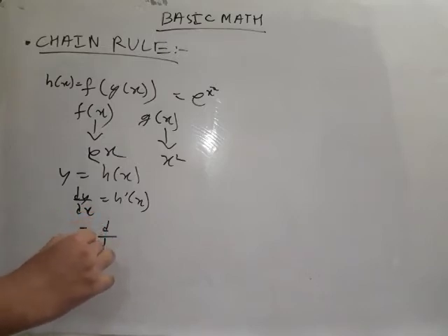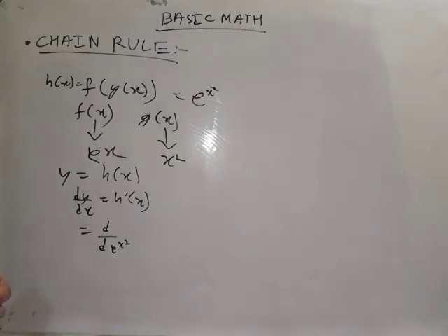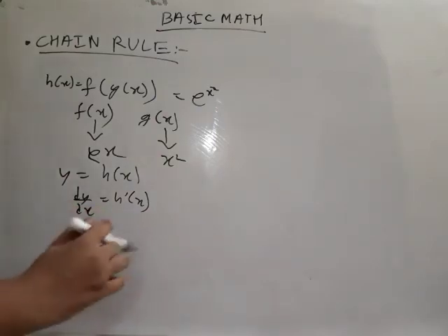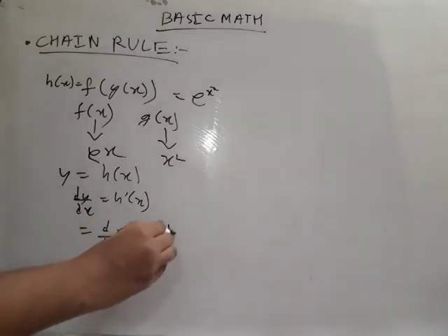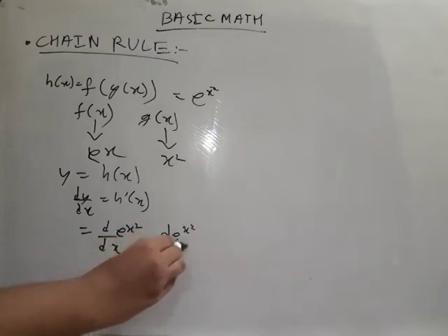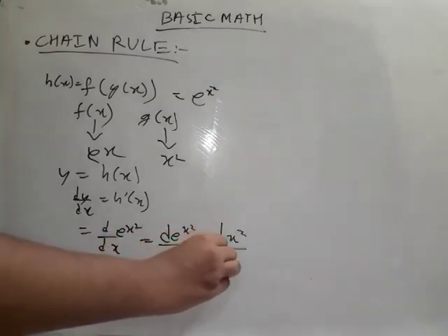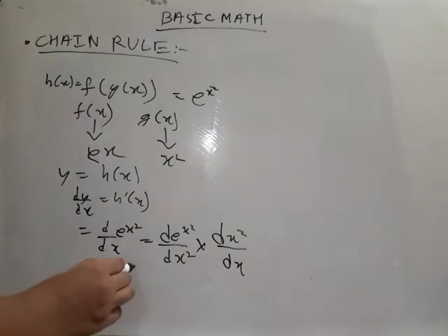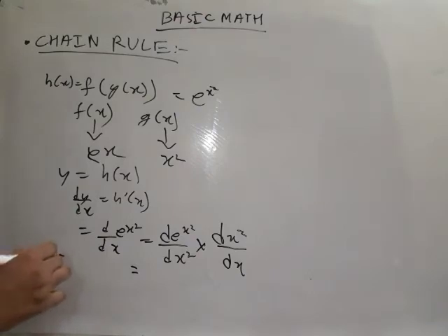So we take d/dx of e to the power x square. It can also be written as d(e to the power x square) by d(x square) into d(x square) by dx. So take x square to be t. Suppose x square was t, so it is d(e to the power t) by dt, that is e to the power t.